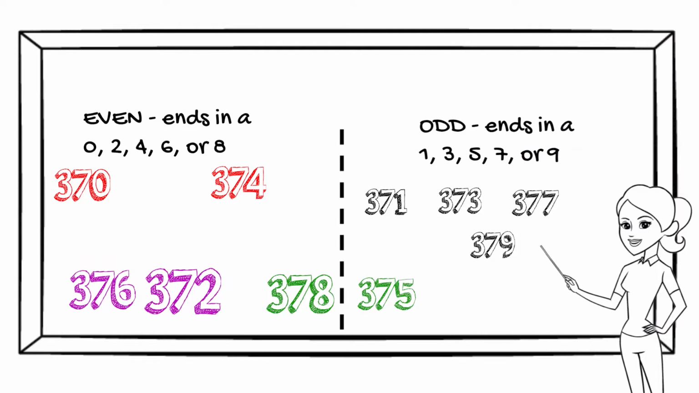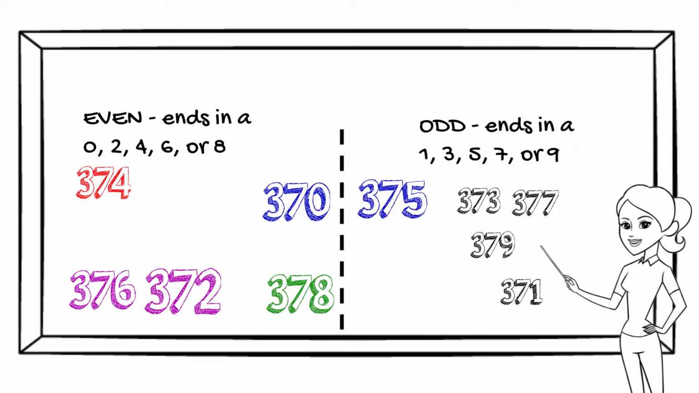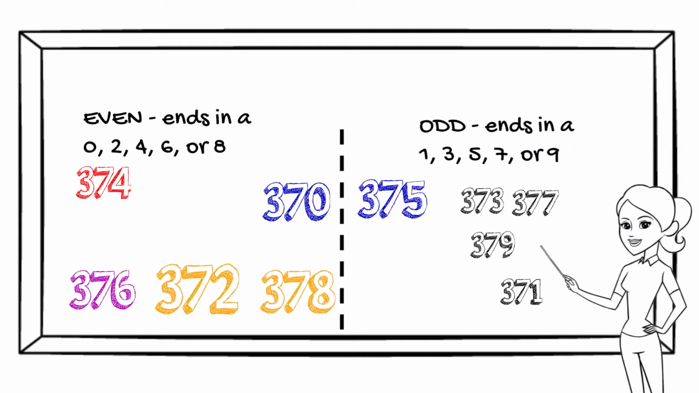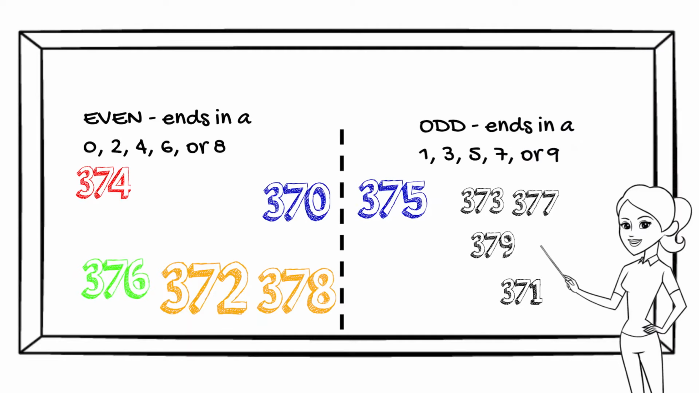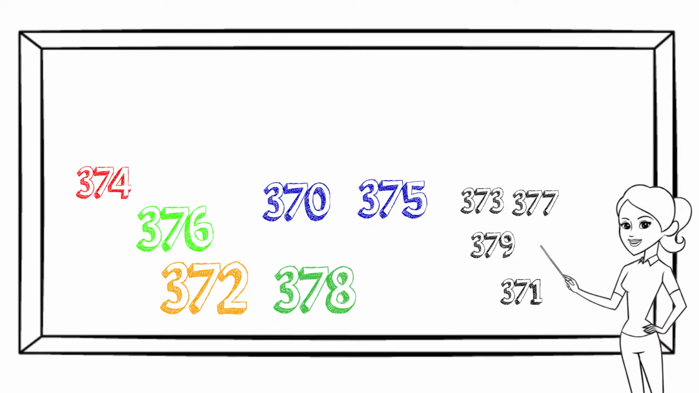If a number ends in a 0 or a 5, then the number is divisible by 5. A number is divisible by 6 if it is even and it's also divisible by 3. A number is divisible by 8 if it's even and the number made up by the last 3 digits of the original number is also divisible by 8. If the sum of the digits is divisible by 9, then the number itself is divisible by 9.